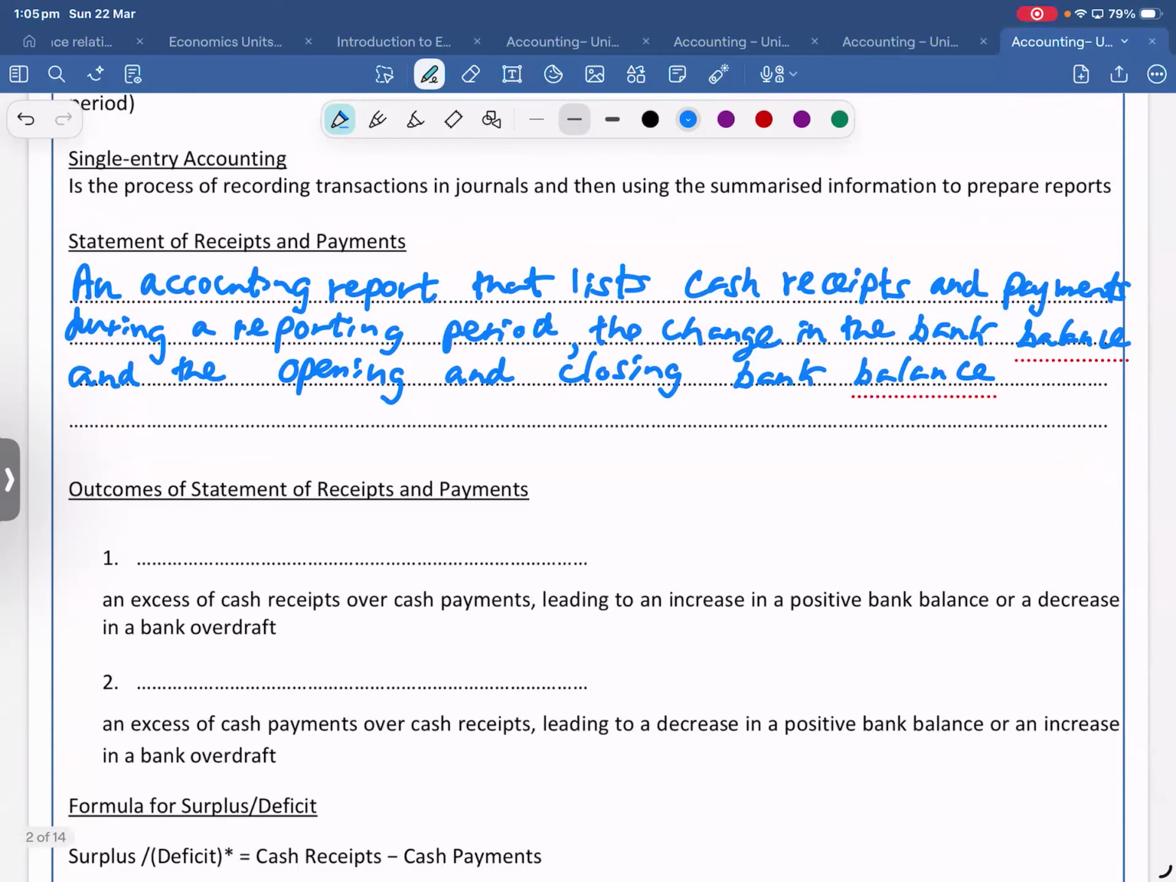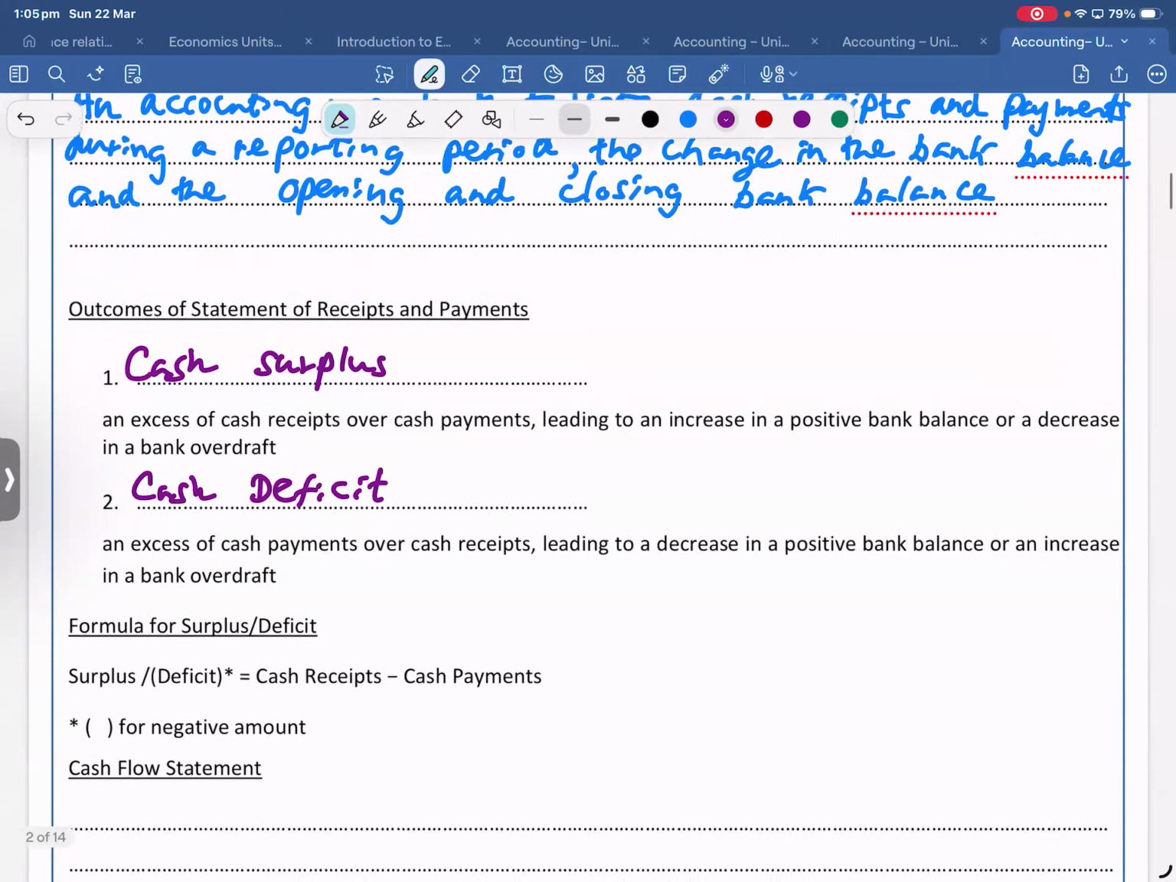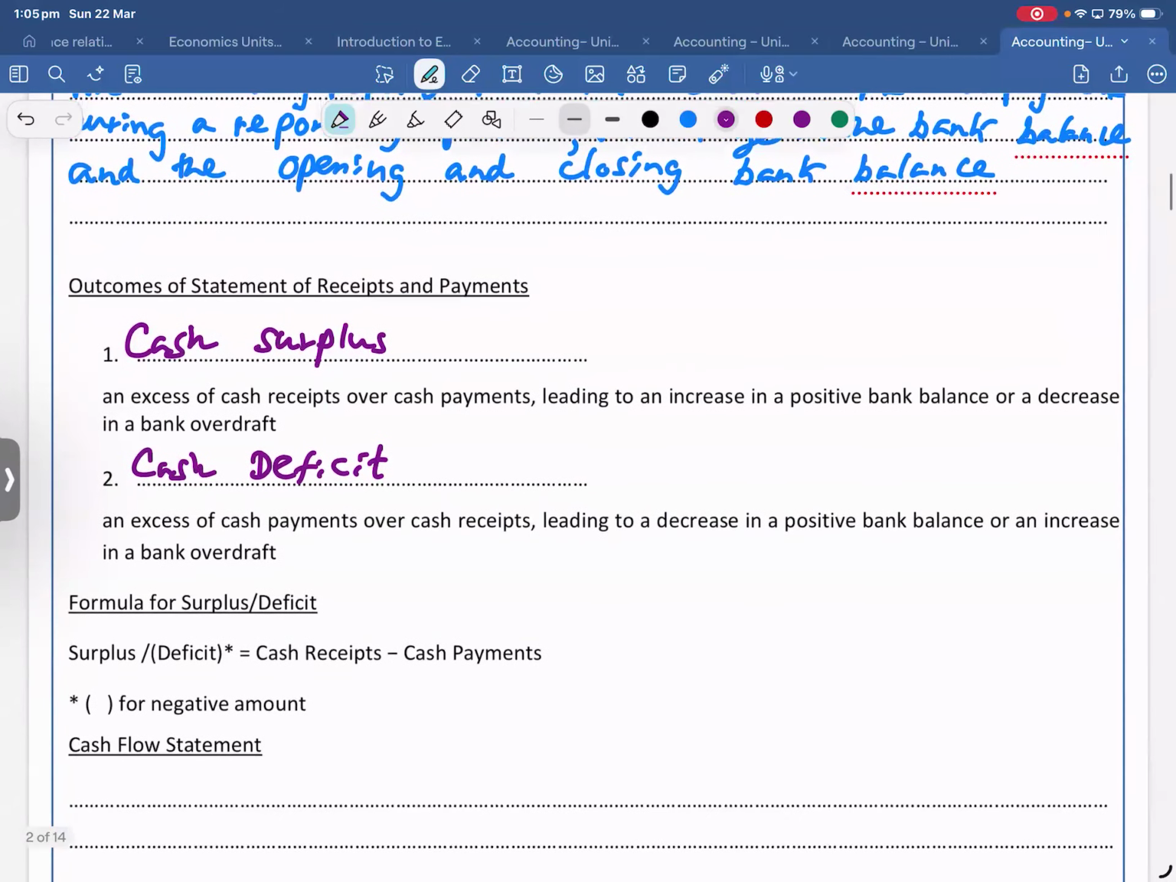Then outcomes of statement of receipts and payments, there will be two outcomes. First one is cash surplus. Next one is cash deficit. Right.